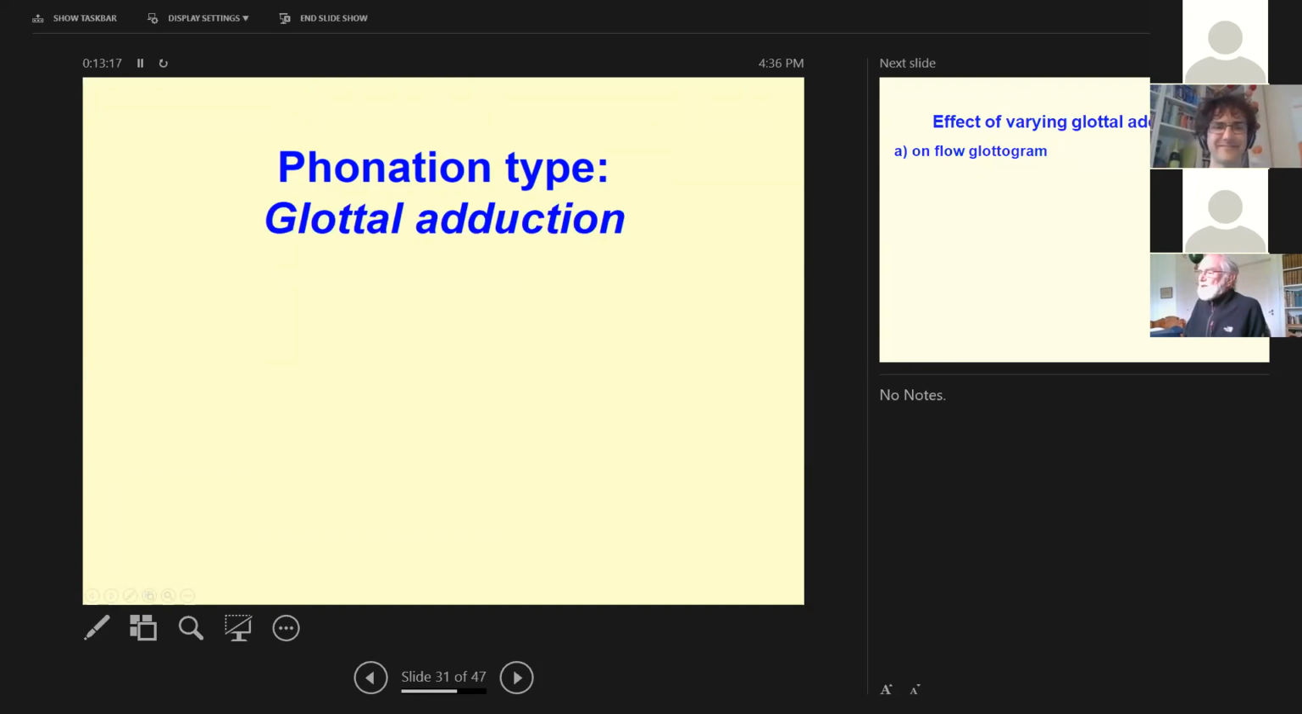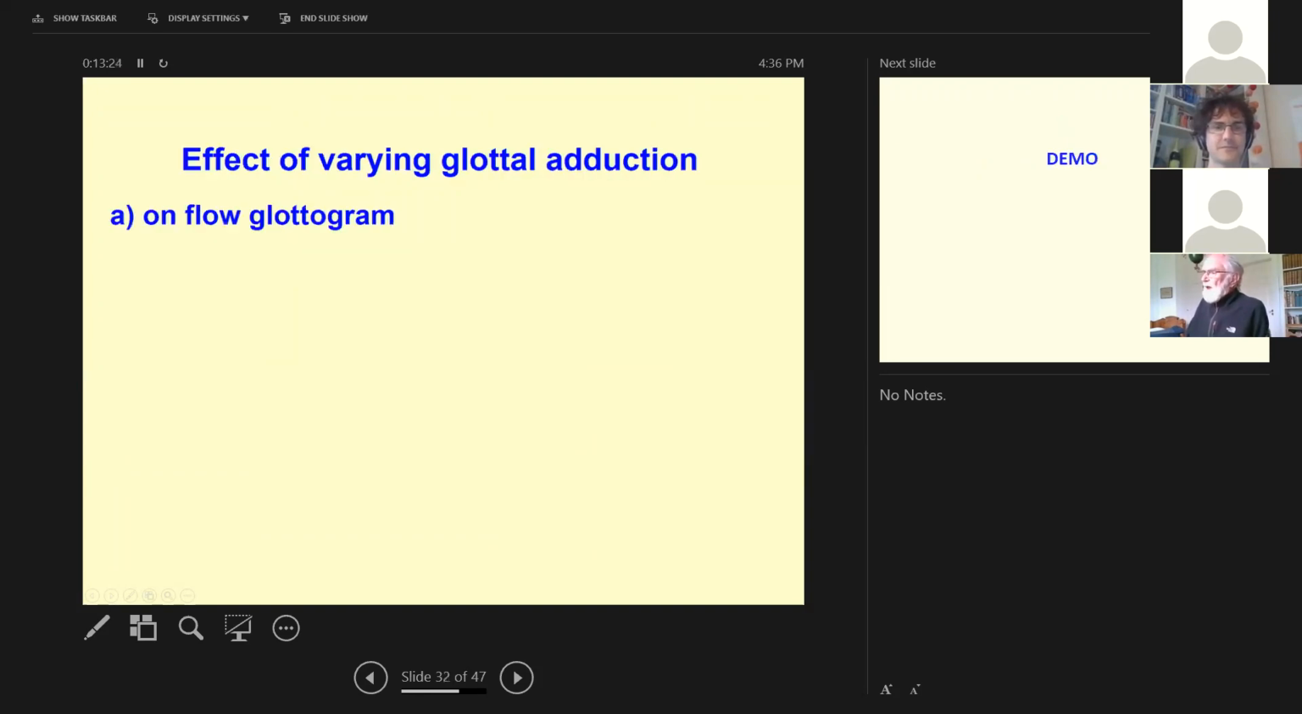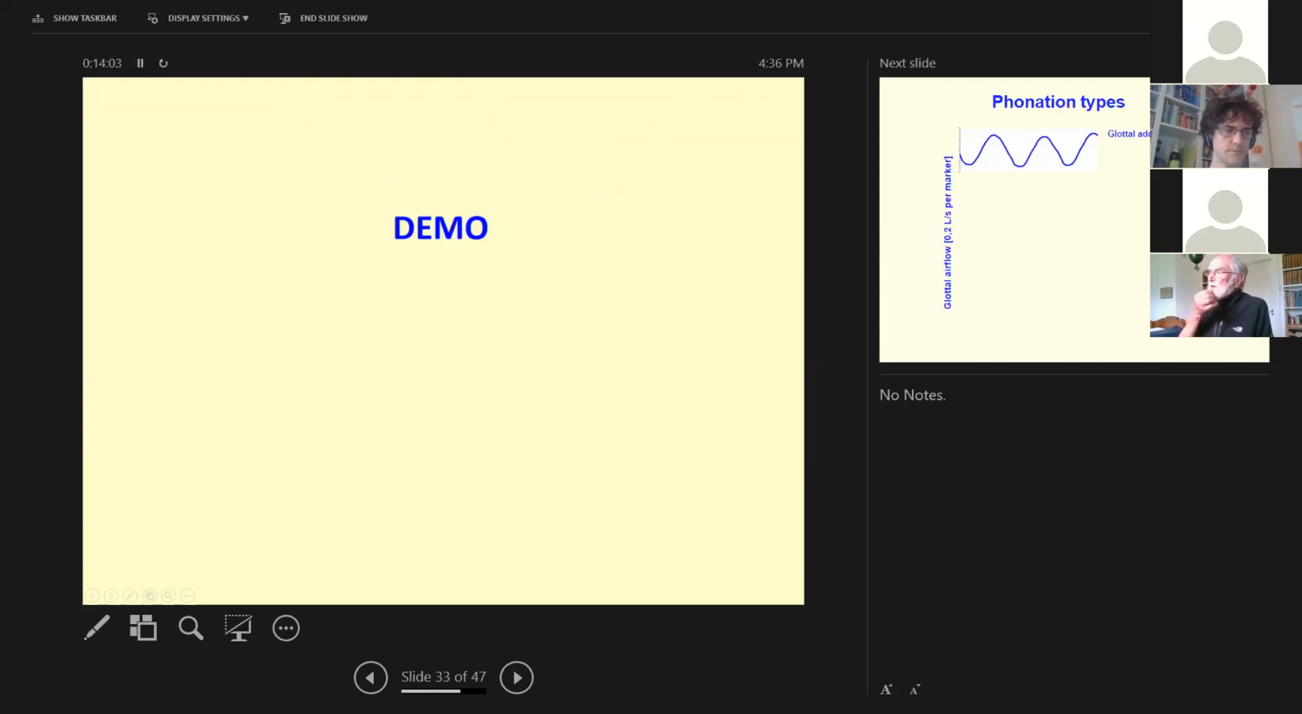Glottal adduction is the tool for varying phonation type, as I told you in the beginning. And let's see what effect varying glottal adduction has on the flow glottogram. Well, you could make an expectation about that, because glottal adduction is how firm you press the vocal folds together. And if you press them hard together, you could predict that they won't make big excursions to the side. They would hurry back to go to contact, and they won't go far away from each other. So we could expect then that varying glottal adduction will have a lot of effect on the flow glottogram.